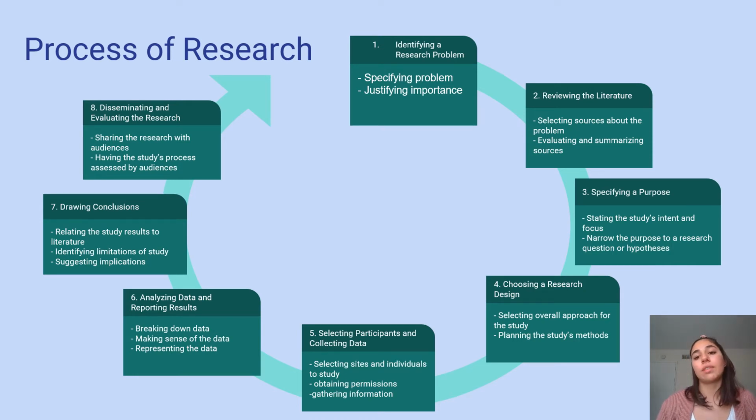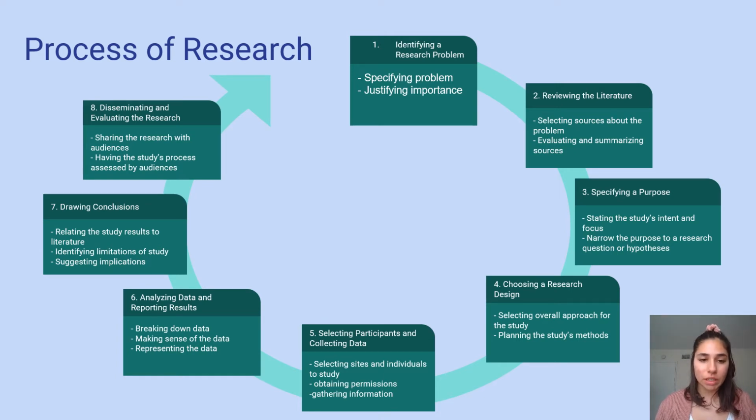Step 3 is specifying a purpose. So you are stating the study's intent and focus, and then you narrow the purpose to a research question or a hypothesis. The fourth step is choosing a research design. You are selecting an overall approach for the study, and then you're planning the study's methods. After that, step 5 is selecting participants and collecting data. So you are selecting sites and individuals to study, you are obtaining permission, and you are gathering information.